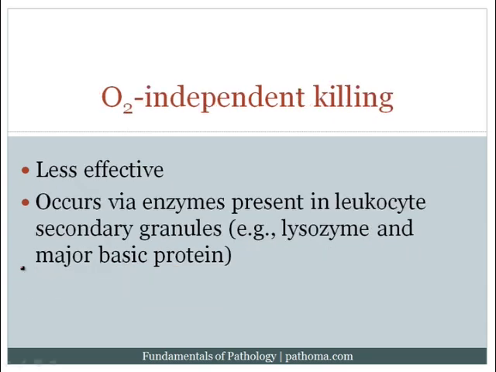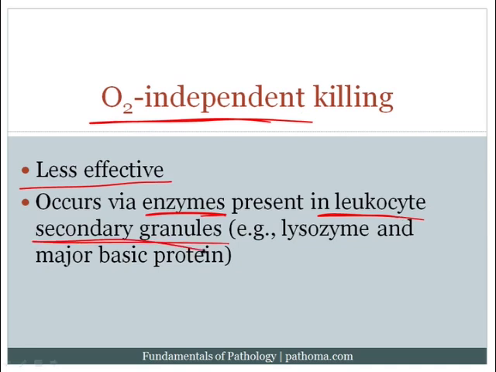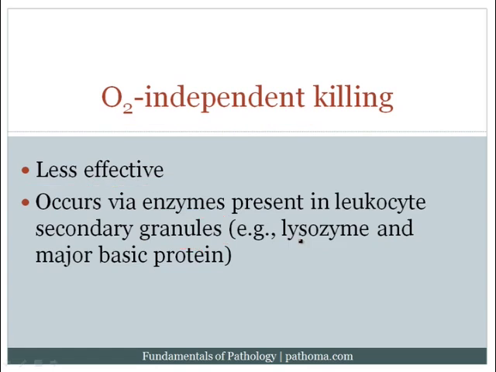Now let's go forward. The second way by which neutrophils can kill is called O2-independent killing. It's less effective, and it occurs via enzymes that are present within the leukocyte, usually within the secondary granules. So for example, lysozyme is an enzyme that's useful for destroying microbes. Major basic protein, this is major basic protein here, is an enzyme present in eosinophils, which is useful for destroying microbes as well. And this is a little less effective than oxygen-dependent killing.